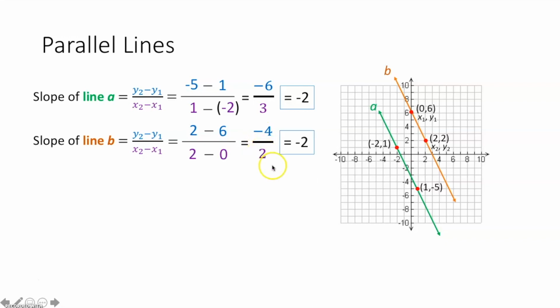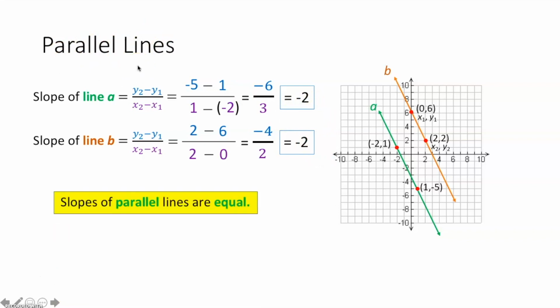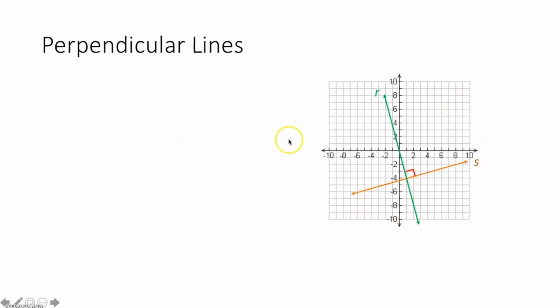That's negative 2. Now what do you notice about the two slopes here of our given parallel lines? They're the same. And this is something that is true for all parallel lines. Parallel lines are going to have equal slopes every single time. Memorize that. Now, perpendicular lines work a little bit differently.